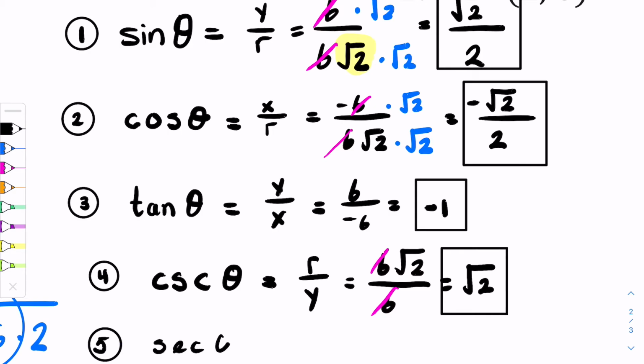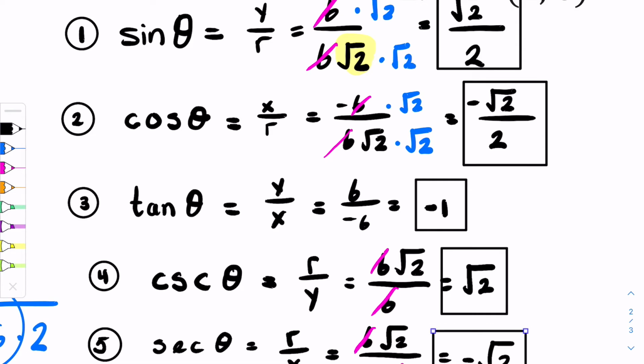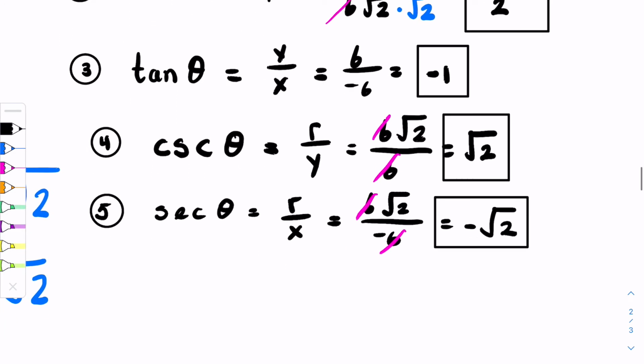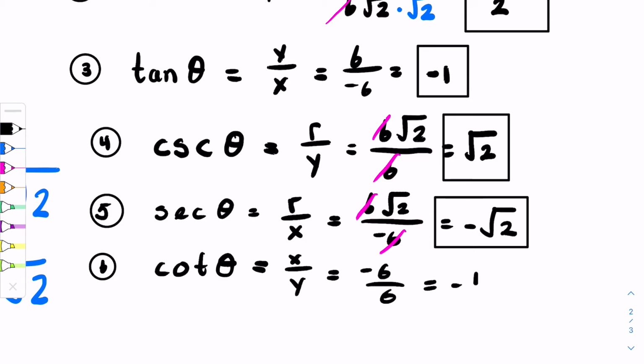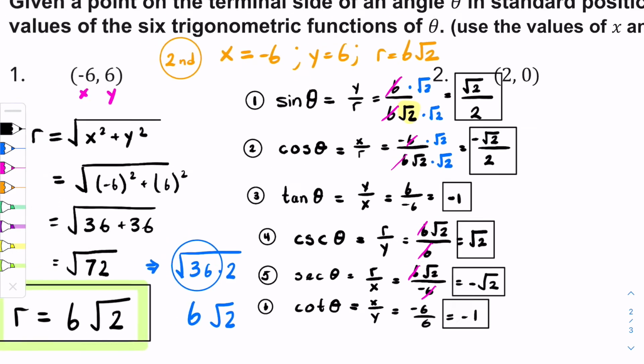Next we have secant of theta. Secant is r over x. 6 square root of 2 divided by negative 6. We're left with the square root of 2 divided by negative 1, which is just negative square root of 2. And lastly, you end up with cotangent, which is x over y, and that would be negative 6 divided by 6, which simplifies to negative 1. And those are your 6 trig values.